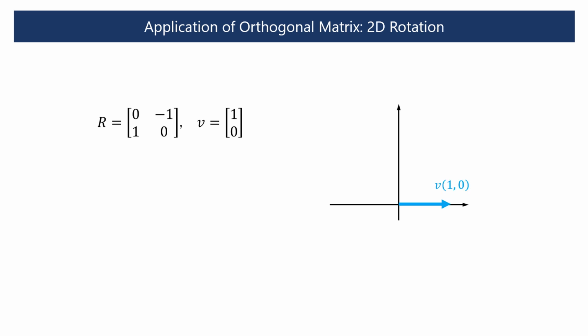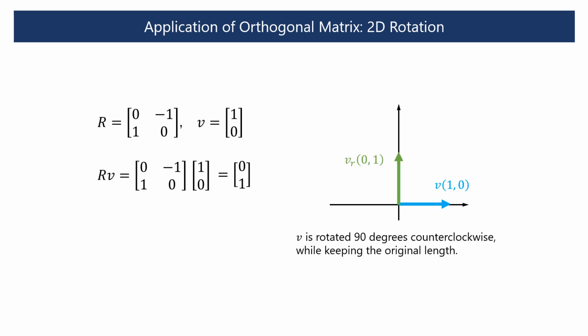As an example, let's take a vector V and an orthogonal matrix R. If we multiply these in this way, we get this vector. By visualizing, we can see that this multiplication rotates the vector V 90 degrees counterclockwise, while keeping the original length.